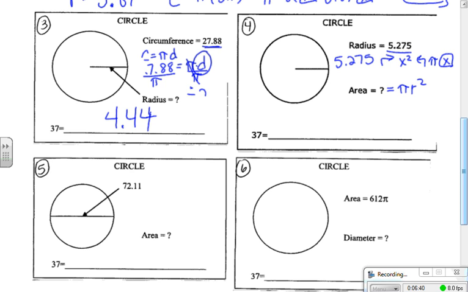times. Ultimately, what you're really looking at is pi times 5.275 squared. And whenever you follow that process in your calculator, we end up with 8.74 times 10 to the first, which is also 87.4.